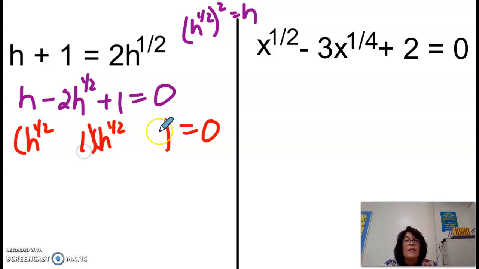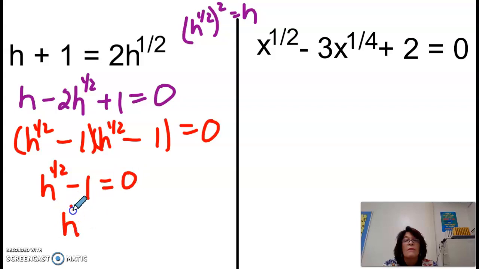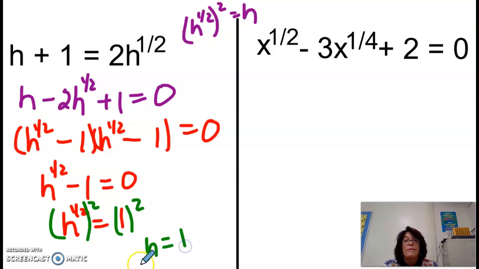What multiplies to 1 is 1 times 1. It looks like I need them both to be subtraction. So the answer to this is wherever h to the 1/2 minus 1 equals 0, which would mean h to the 1/2 would equal 1. I would then square both sides and get h equals 1.